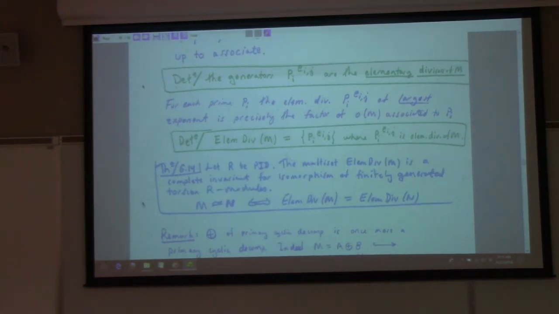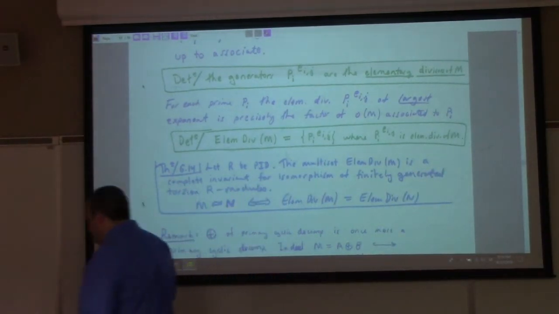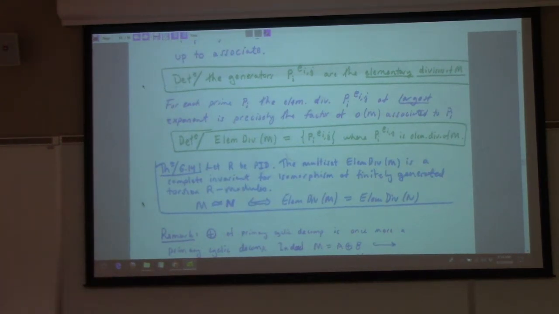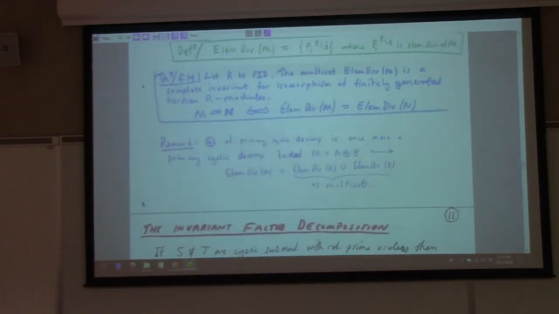So anyway, the theorem is that if R is a PID, the multiset of elementary divisors is a complete invariant for isomorphism of finitely generated torsion R modules, which is to say that M and N are isomorphic if and only if they have the same multiset of elementary divisors. Remember, that makes sense. Even if M is chickens and N is scorpions, if they're both Z modules, you can compare their elementary divisors, because elementary divisors are in the ring. And if chickens and scorpions share the same base ring, then you can compare their elementary divisors.